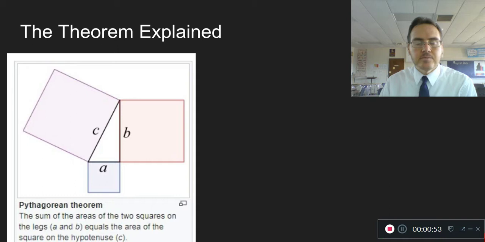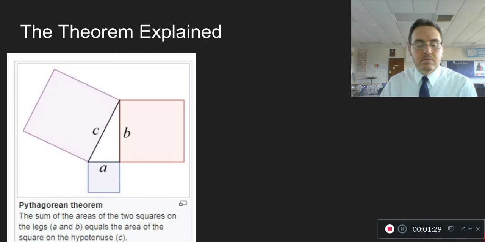All these shaded areas on the outside of the triangle are all squares, and it just so happens they always end up in the same proportion. It's just a mathematical discovery. So if you take the side length A and square it, and the side length B and square it, and the side length C and square it, it turns out that the A square and the B square always have the same area as the C square. It's just how it works.